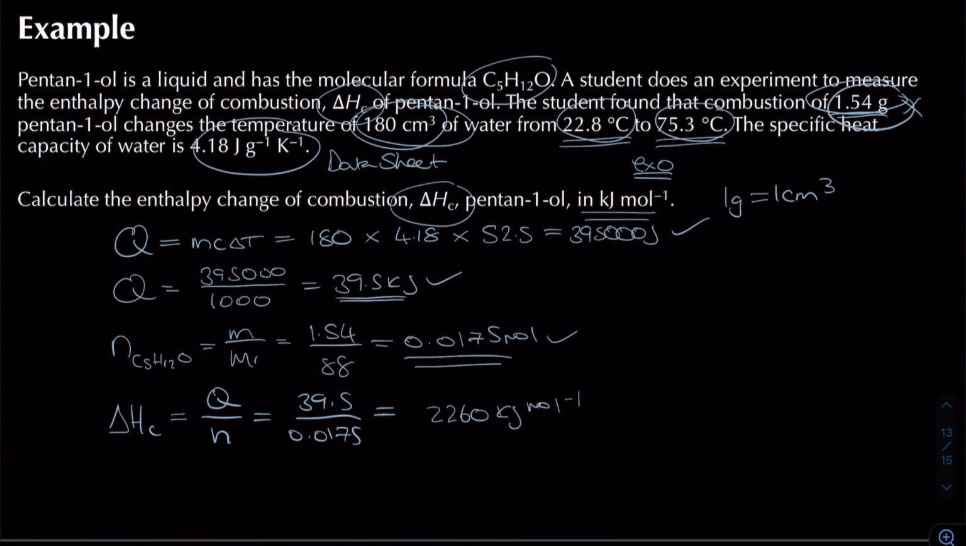But we're still not finished yet. We need to think back. Temperature is increasing. We know it's exothermic, as we mentioned before, so we need a negative symbol there as well to show it's an exothermic reaction.